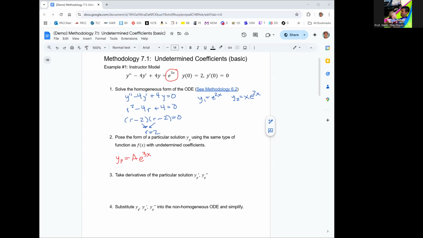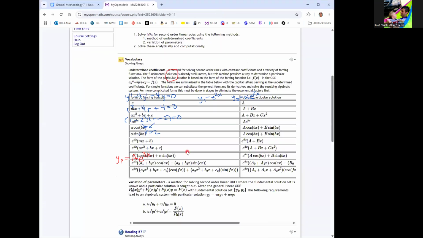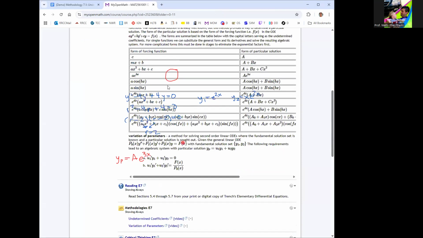And again, we've been referring to this table here. We're looking at this row of the table where the forcing function is a constant times e to a constant times x. So a is 1 and b is 3. Then our particular solution is capital A, which is undetermined, times e to the 3x.